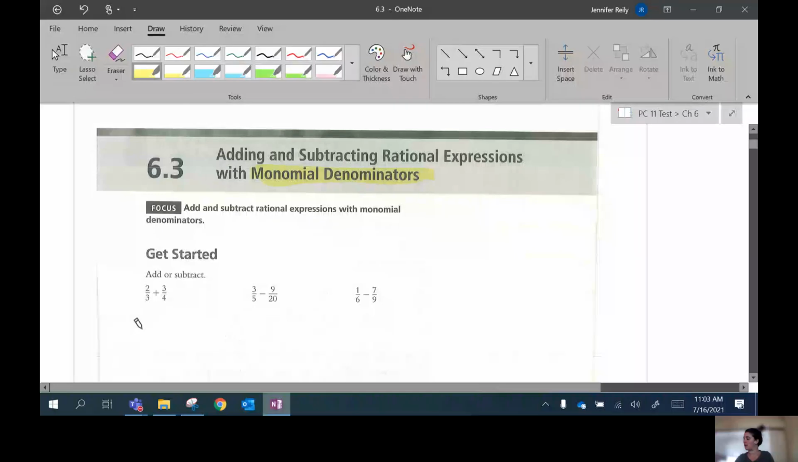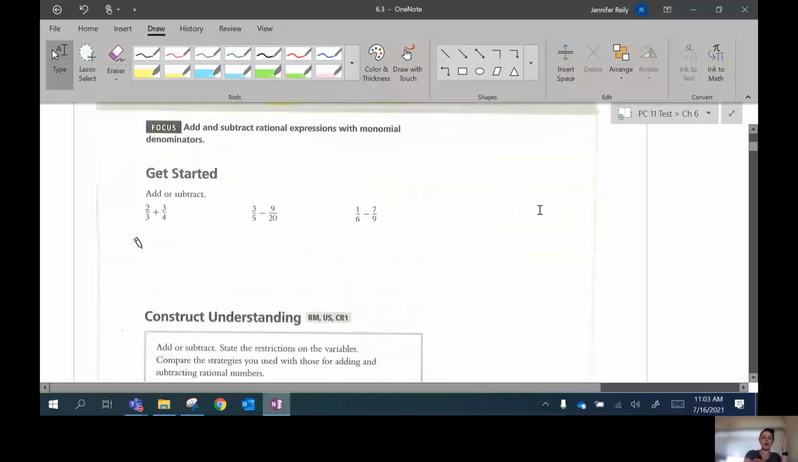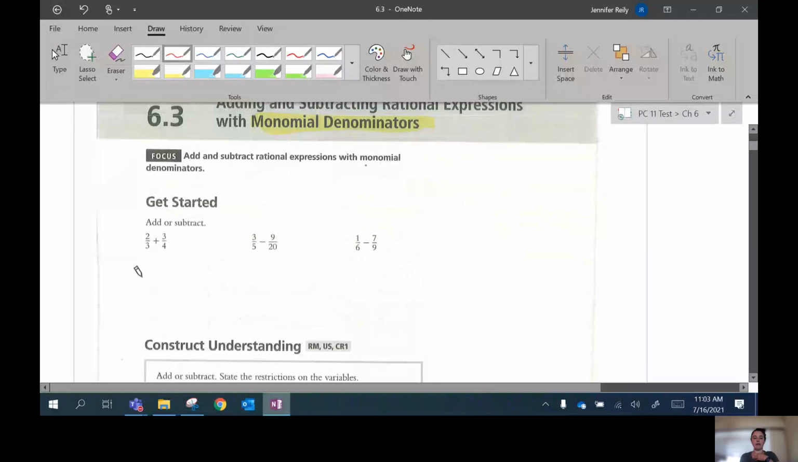One term is called a monomial. Mono stands for one. And then next lesson, you'll be adding and subtracting where there might be multiple terms in the denominator. But the idea is going to be the same no matter what. When we're adding or subtracting fractions, we need to have a common denominator. That's the key idea and what makes it different from multiplying and dividing.